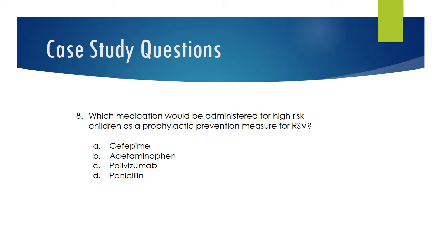Which medication would be administered for high-risk children as a prophylactic prevention measure for RSV? A. Cefepime. B. Acetaminophen. C. Palivizumab. Or D. Penicillin.